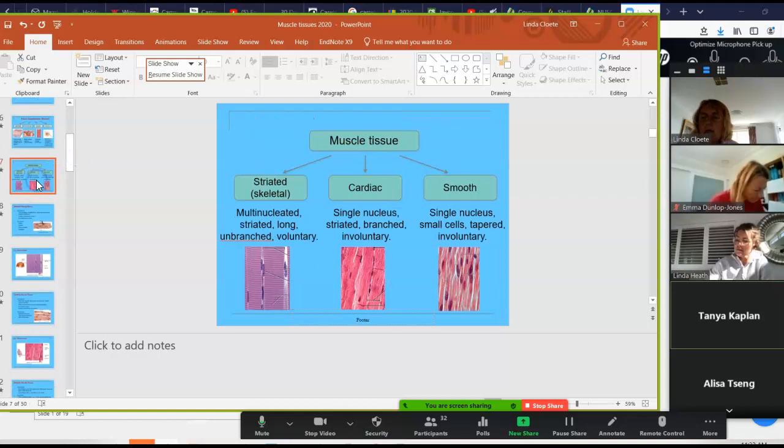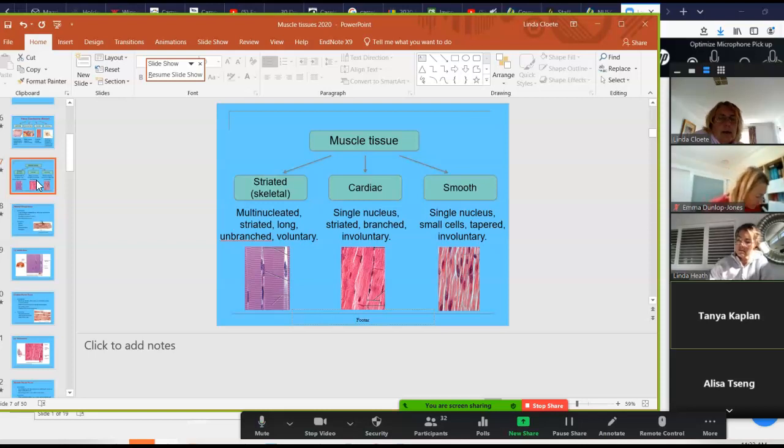The first thing that you need to know is the difference between striated, cardiac and smooth muscle in terms of: do they have intercalated discs? Are they multinucleate or single nucleate? Are they branched or unbranched? It's essentially this slide.